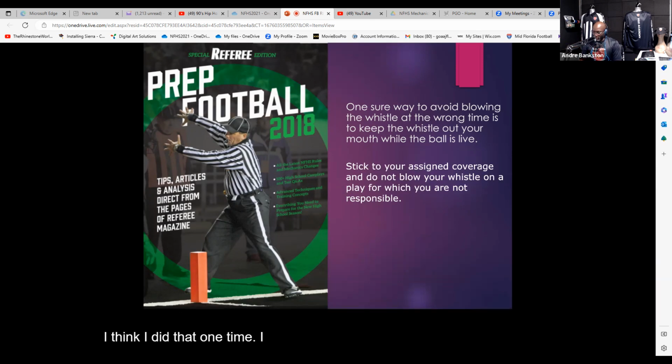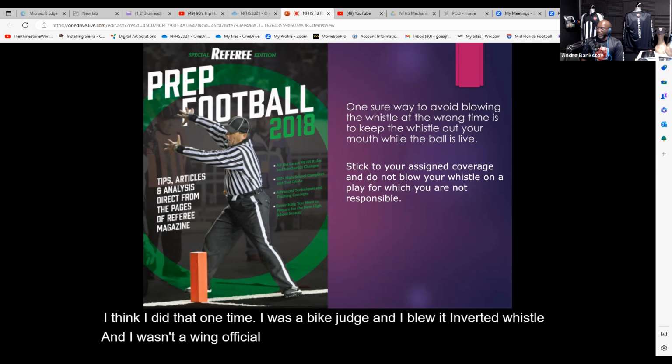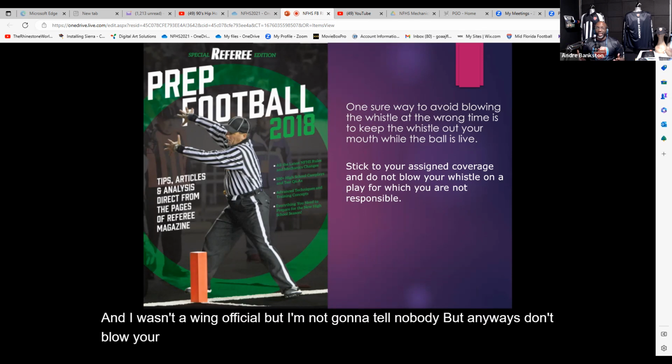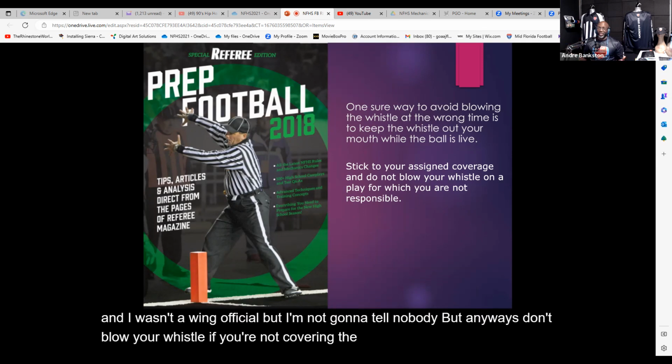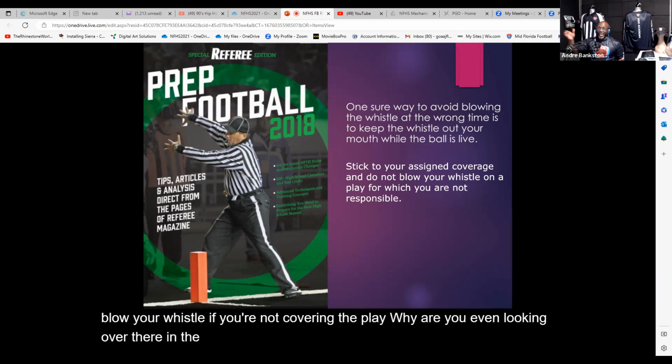I was a back judge and I blew an inadvertent whistle and I wasn't the wing official. But hey, I'm not going to tell nobody. But anyways, don't blow your whistle if you're not covering the play. Why are you even looking over there? You have a lot of things in your own area to be concerned with. Don't blow your whistle.